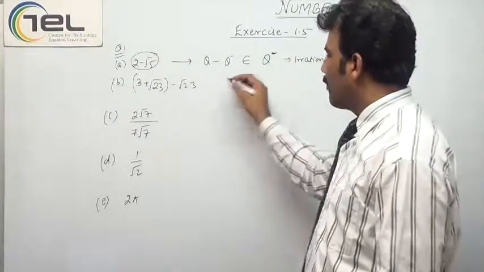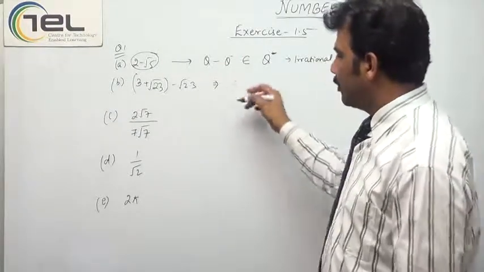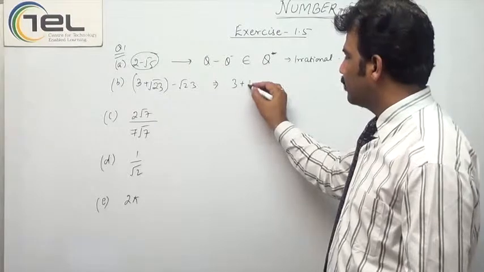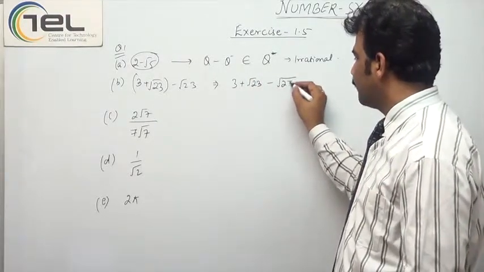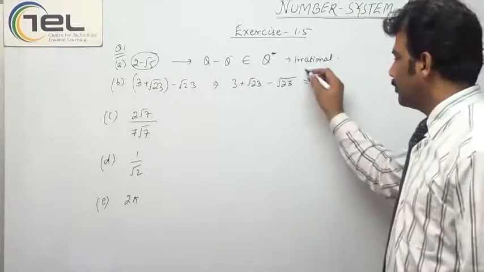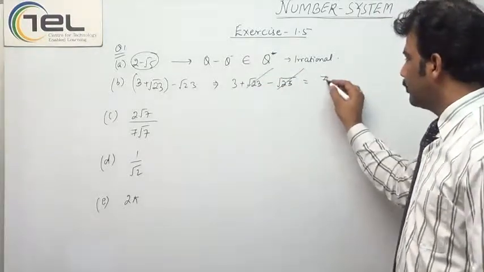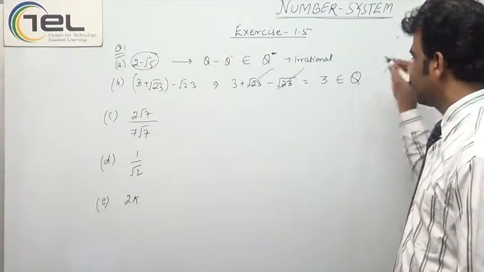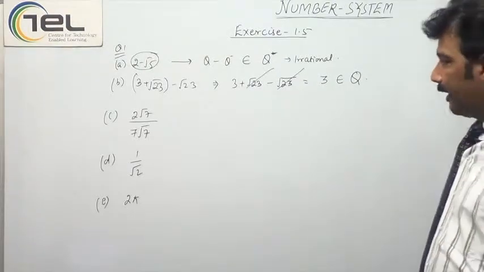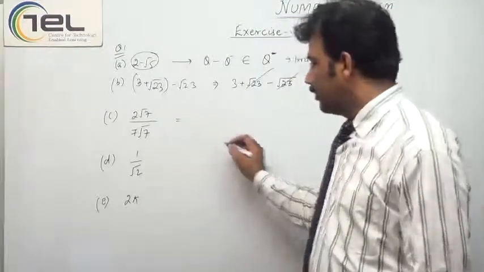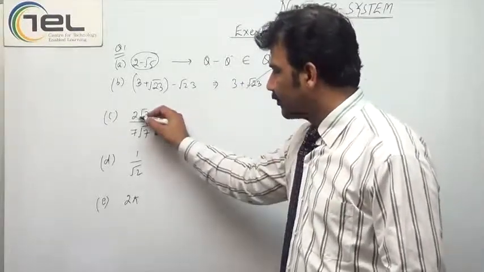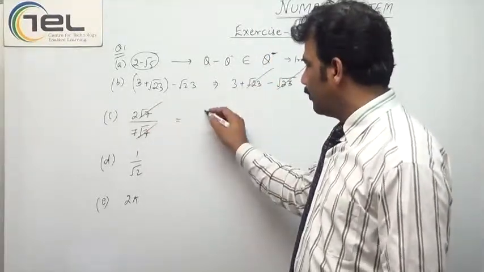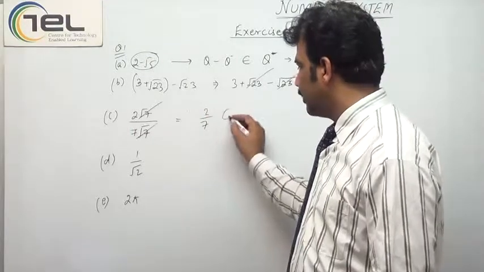Now the second one, first of all try to solve, open the bracket, use the BODMAS rule, and root 23, what will it give you, this will be cancelled up and it gives you 3, which is a rational number. Next one we have, again we can just cancel up the things. This will be cancelled up and we have 2 by 7, which is rational.